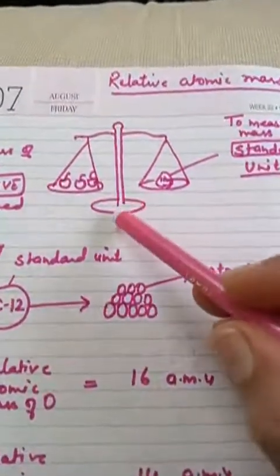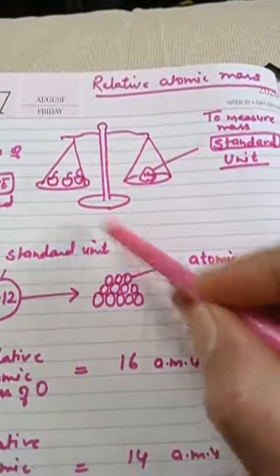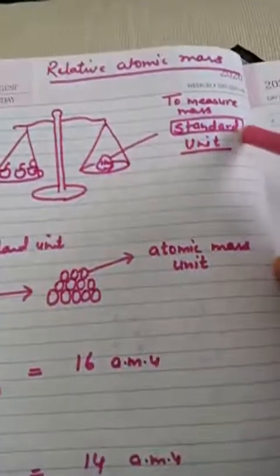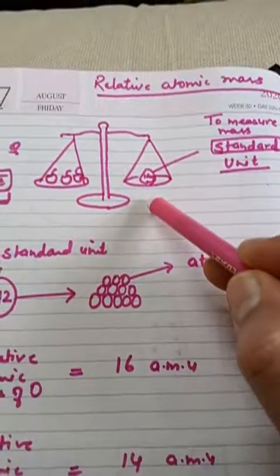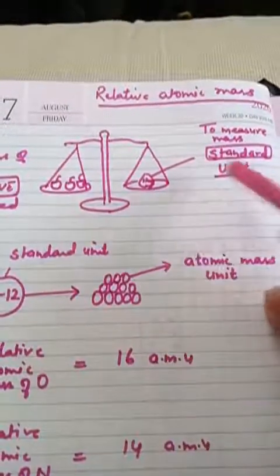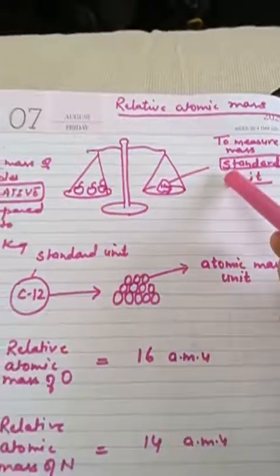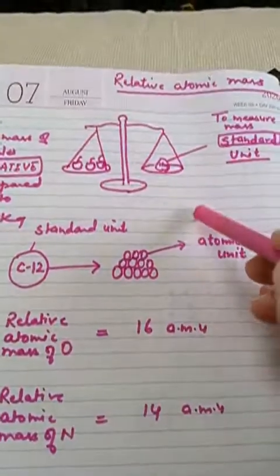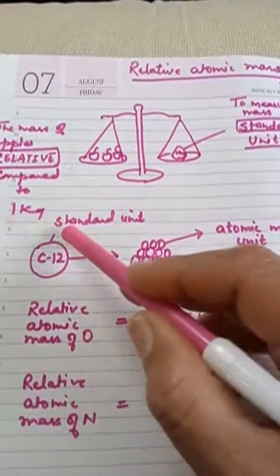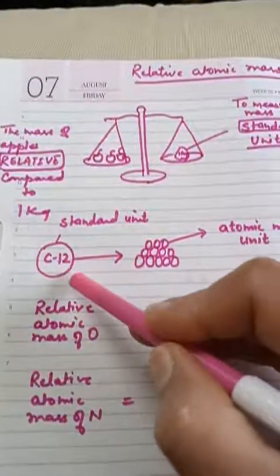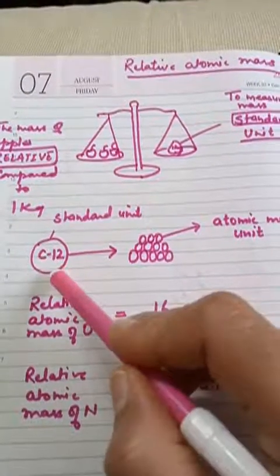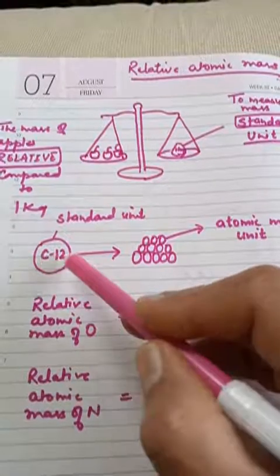Now, if you want to measure the mass of an atom, can you measure it with the help of this beam balance using this standard unit of 1 kg? The answer is no, because atoms are very small in size, so we can't use this standard unit to measure the mass of an atom. That is why we have taken another standard unit to measure the relative atomic mass of an atom. This standard unit is carbon 12.